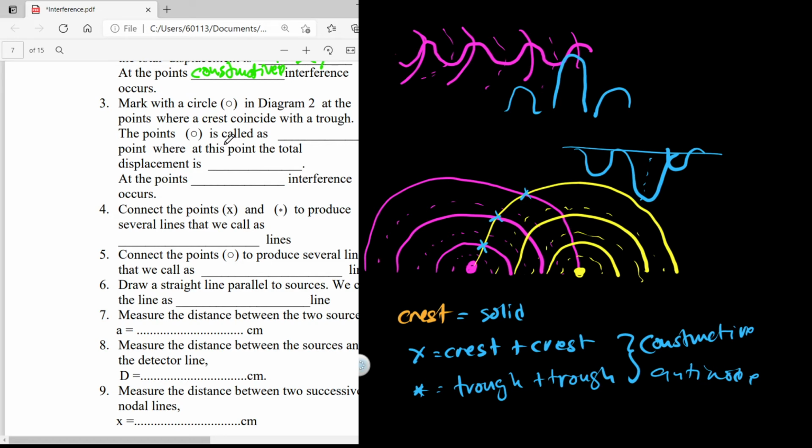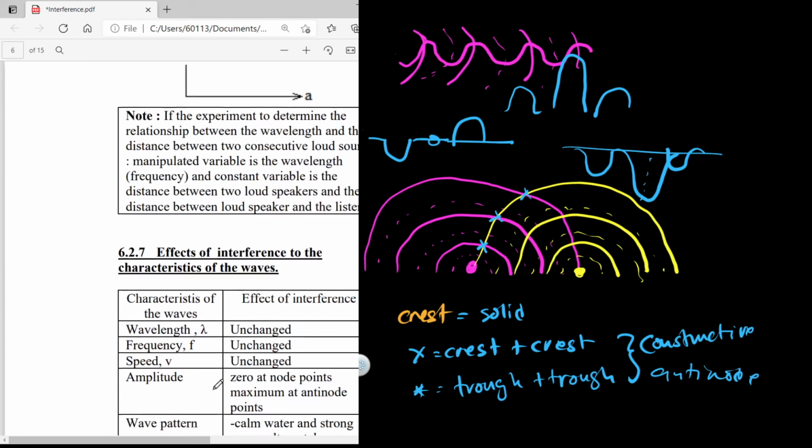So what is the name of this circled point? Remember, when trough meets crest, what will happen? It will destruct. It will become zero amplitude. So this point we call a node point, where at this point the total displacement is equal to zero or minimum. At these points, what type of interference? It is destructive interference.